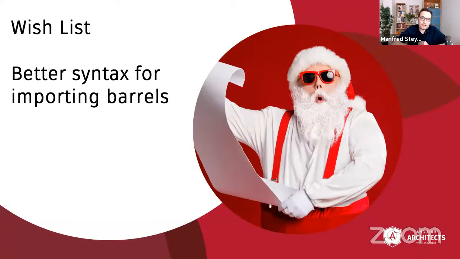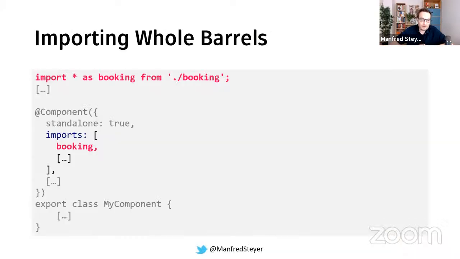I have another point for my wish list, namely, I also want to use barrels for grouping stuff that goes together. And I want to have a better syntax for importing whole barrels. I want to do something like this. I want to say, well, let's import everything from this barrel, and then let's put this everything into this standalone component. Currently, this is not supported, but the Angular team is already discussing use cases like this.